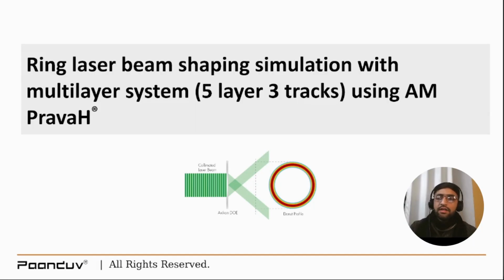We analyze a ring laser beam shaping simulation for a multi-layer LPBF build using AM PravaH. The case study consists of 5 layers and 3 tracks scan strategy, allowing us to observe melt pool behavior, thermal evolution, and defect tendencies under a shaped beam profile for titanium-based alloys.